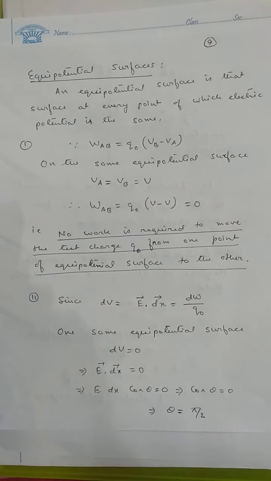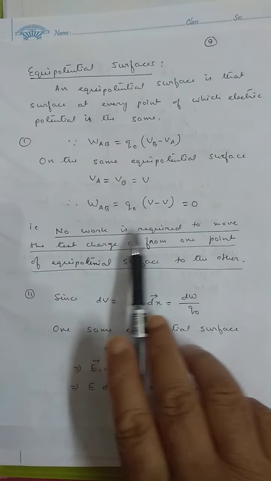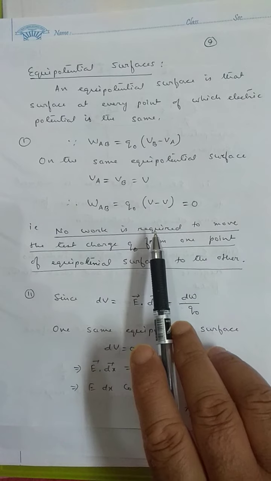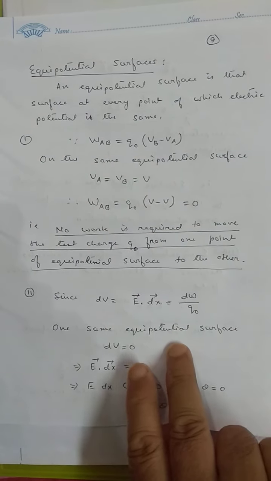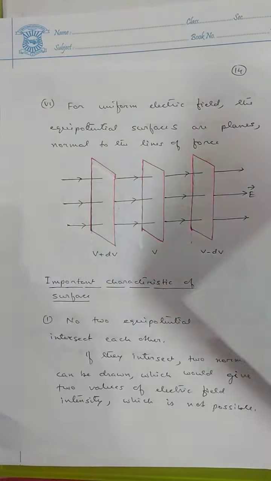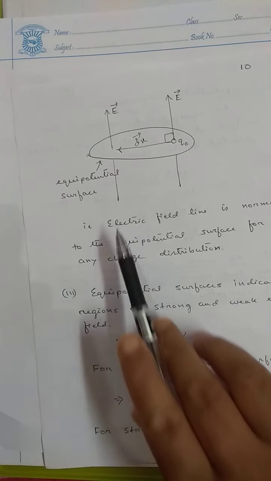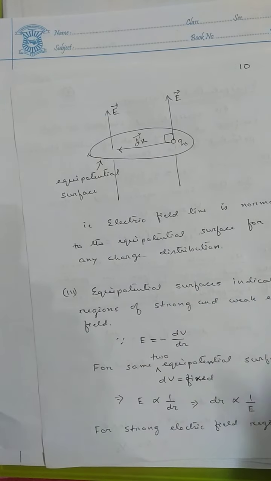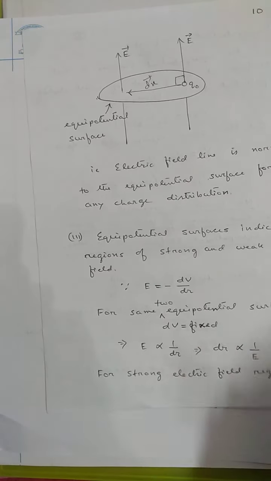Let me repeat once more. What is the first one? No work is required to move a charge from one point to another on the same equipotential surface. Next important property? Electric field lines are always normal to the equipotential surface. Next property?